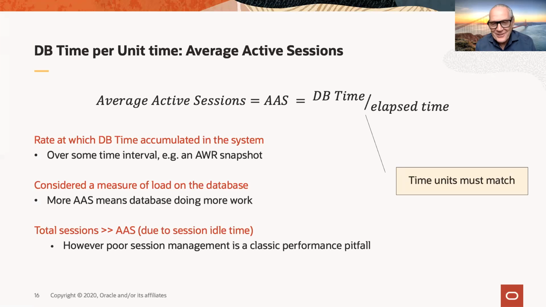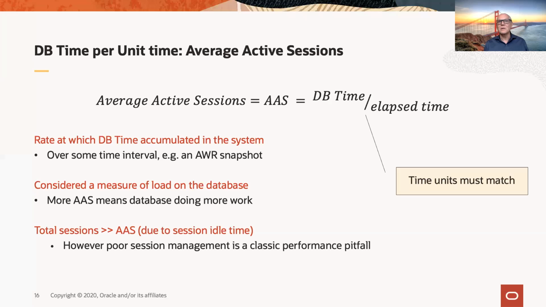I'm just saying. I'll only spend a few minutes on this, but this is really what I want to emphasize. This is the most important concept for everyone to understand about DB time, which is average active sessions. Okay. Now, average active sessions is basically a measure of how much DB time is accumulating in the database per unit of time, right?